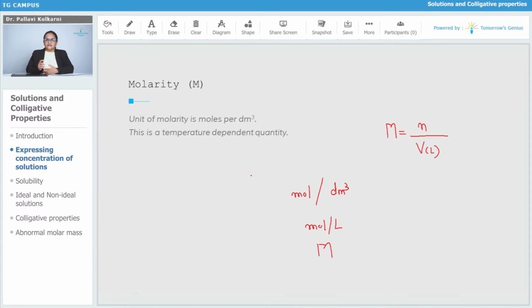Now, what is the denominator in its formula? It is the volume of the solution, right? Volume is a temperature dependent quantity. If you are measuring the volume of any substance in two different geographical locations at the same time, obviously your reading will be different, and that will be different for molarity also, because it involves the volume. So molarity is a temperature dependent quantity.